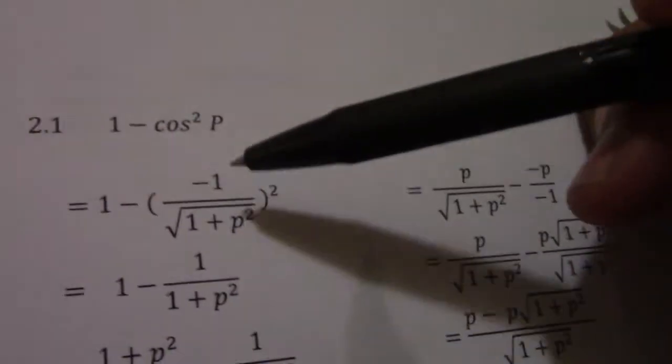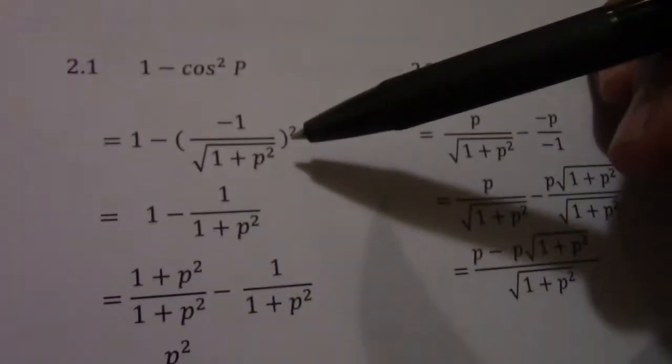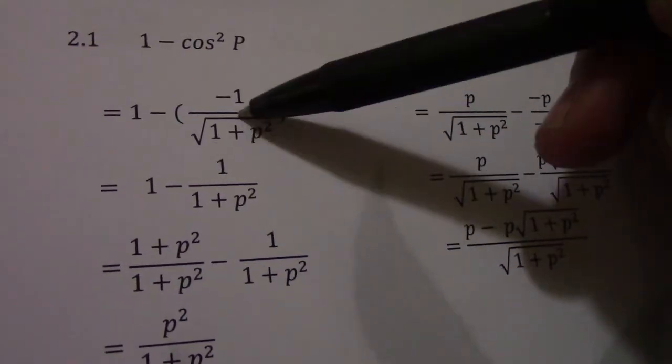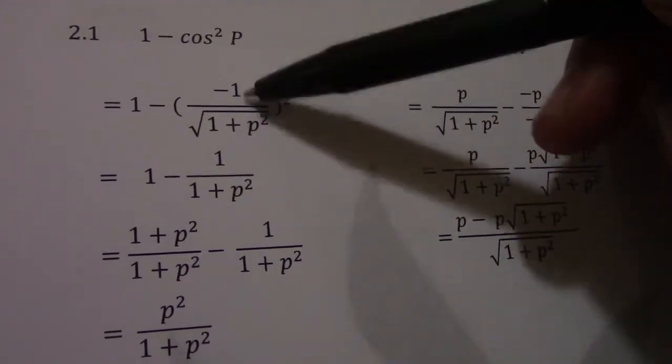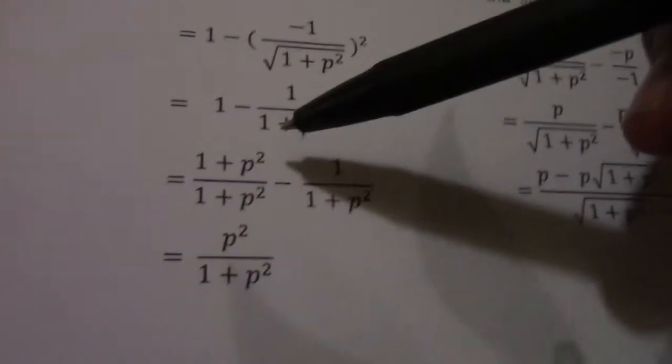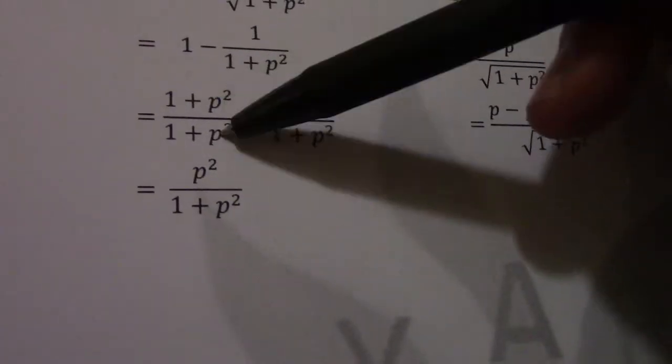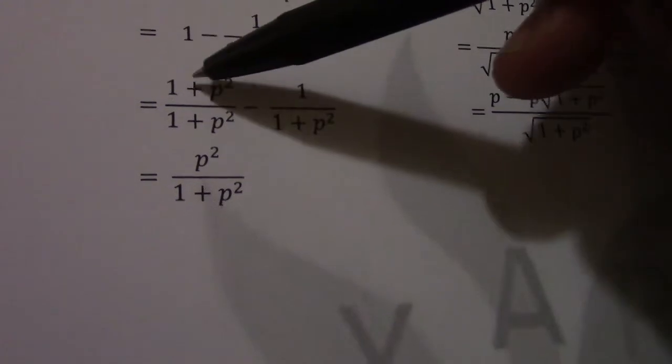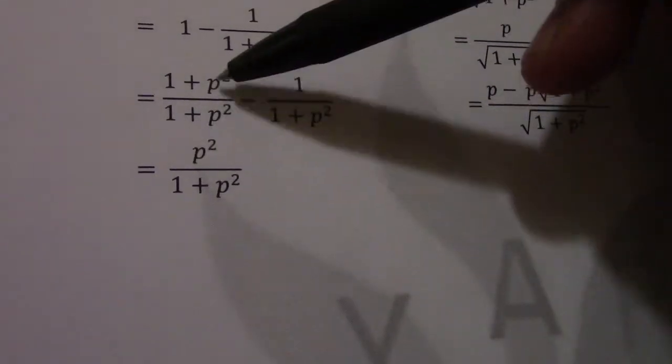So 1 minus cos. 1 minus, my cos is always x over r. As you can see, my x value is minus 1 and my r value is square root of 1 plus p squared. So there. 1 minus, minus 1 over square root of 1 plus p squared, all squared. That simply becomes negative times negative, so negative 1 times negative 1 is positive 1. That simply becomes 1 minus 1 over 1 plus p squared. If I simplify it further, 1 can be expressed with the same denominator so that we can add the two fractions. Then that becomes 1 minus 1, which cancels, and I'm left with p squared over 1 plus p squared.